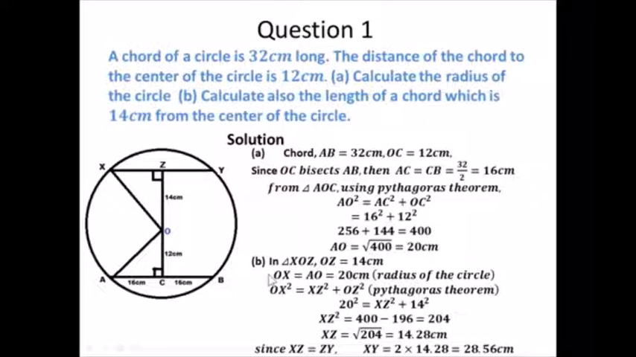So from triangle XOZ, we can find our XZ using Pythagoras theorem as well. Since we know this side and this side, we can use Pythagoras to find XZ, which is going to give us 14.28 centimeters. From the theorem we learned in the past, XZ is equal to ZY, and our aim is to get the length of the chord, which is XY. So if you multiply XZ by 2, or add XZ plus ZY together, you have 28.56 as the length of that chord. So that's the solution to that question.